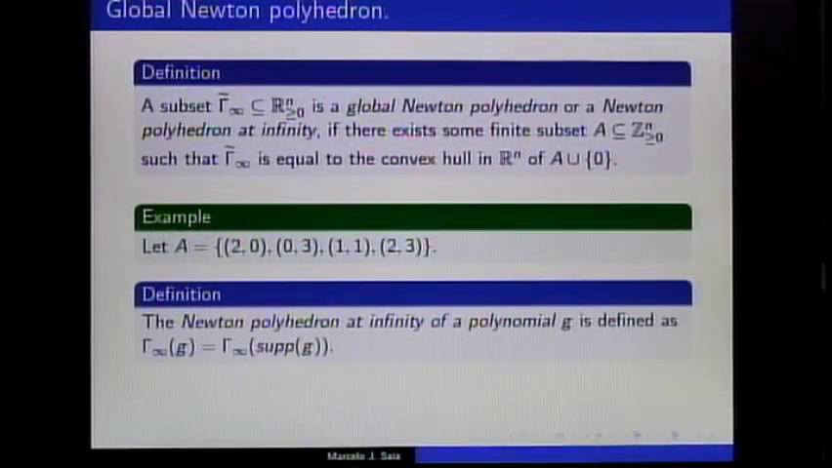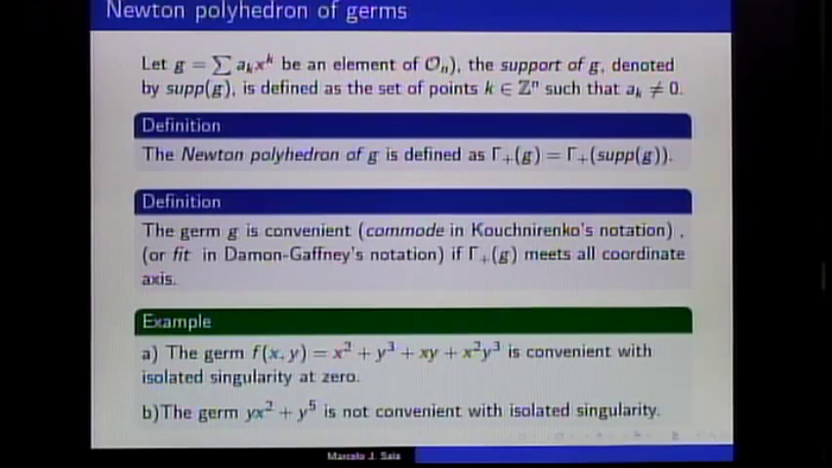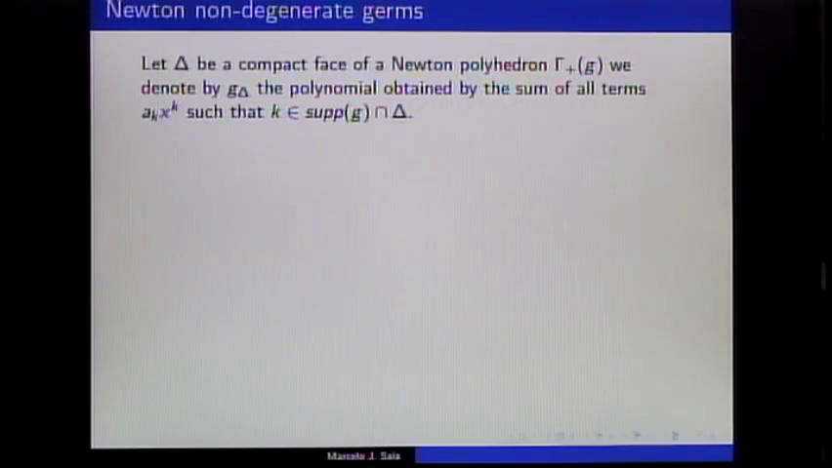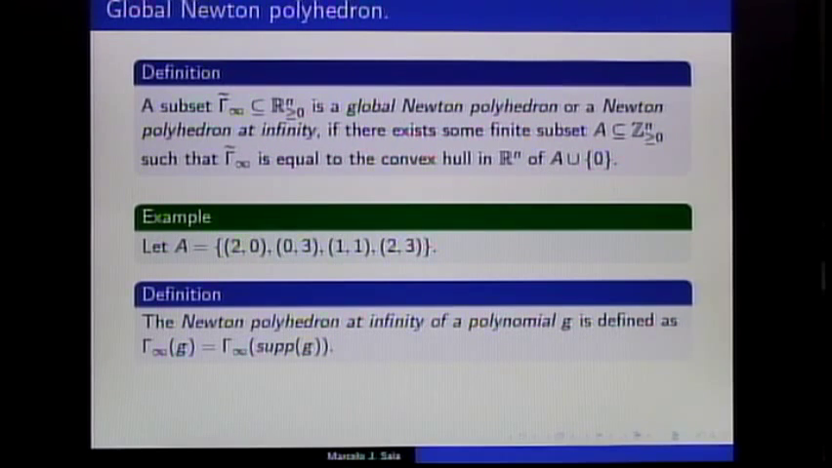And now, no more germs, okay, I am considering polynomials, not germs of polynomials, in the global case now. I just consider the Newton polyhedron as the Newton polyhedron of the support of all exponents which appear in the polynomial, okay? In this situation, I'm looking at a germ in O_n, so it's a Taylor series of a function. Here, I am considering a polynomial. Okay? G is a polynomial in the set of polynomials.